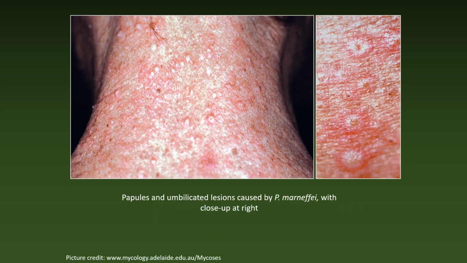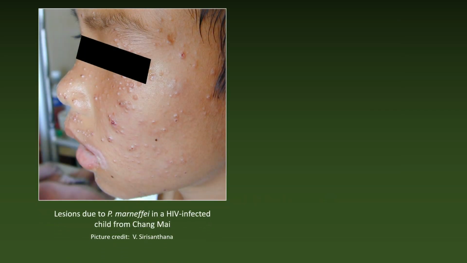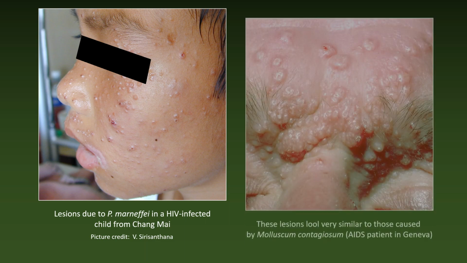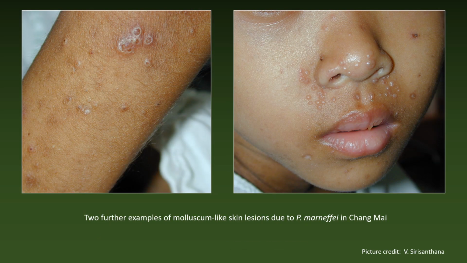Papules and umbilicated lesions caused by T. marneffei, with close-up at right. Lesions due to T. marneffei in an HIV-infected child from Chiang Mai. These lesions look very similar to those caused by Molluscum contagiosum, here in an AIDS patient in Geneva. Two further examples of molluscum-like skin lesions due to P. marneffei in Chiang Mai.